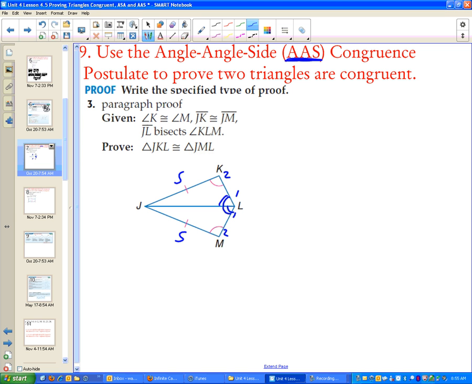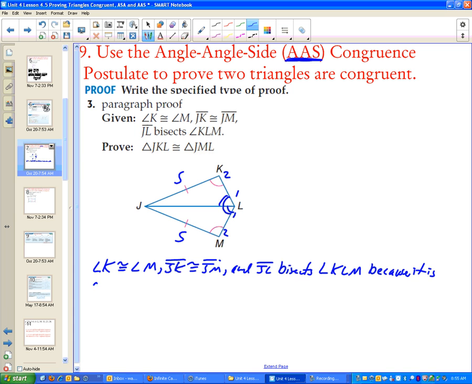So let's put all the given in there. So let's say that angle K is congruent to angle M. Segment JK is congruent to segment JM. And segment JL bisects angle KLM because it is given. Isn't that almost exactly what we would have said in a two-column proof? Okay. All right, then let's follow our plan.